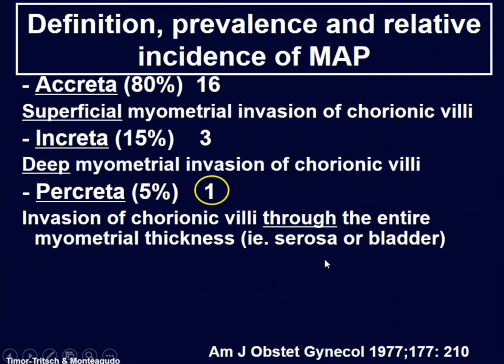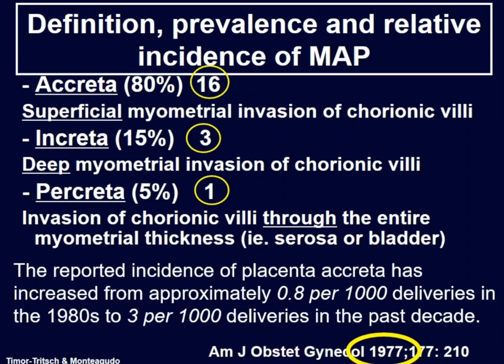For every one placenta percreta, we see about 3 increta and 16 accreta. Now, yes, this was true in 1977. I don't think it's too much different right now. The reported incidence has increased from approximately 0.8 per thousand deliveries in the 1980s to 3 per thousand deliveries in the past decade.